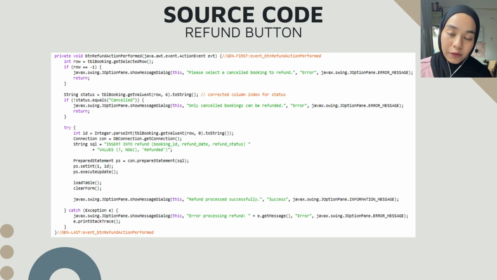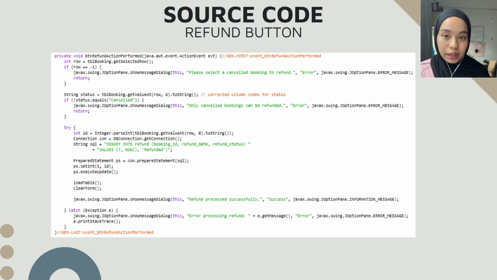And lastly, for the refund button, again the system will check whether a booking is selected in the table or not. If no booking is selected, the refund process is stopped and an error message is shown. The system will check if the selected booking status is cancelled or not. If the booking is not cancelled, the refund process is stopped. The booking ID is taken from the selected table row.